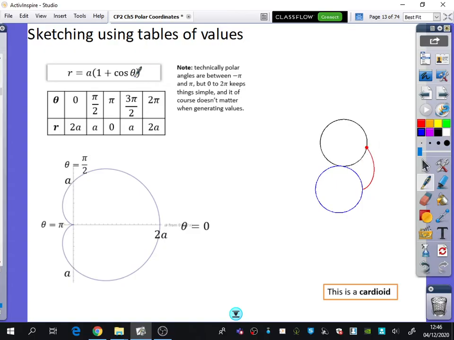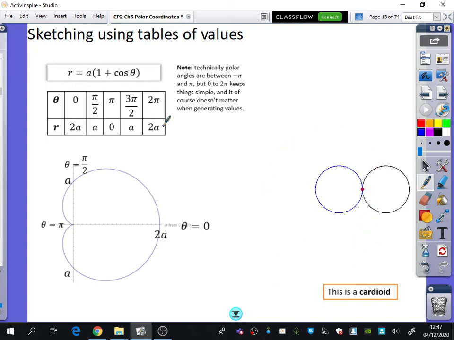So when I sub in 0 to this particular thing, we get 1 plus 1, so it's just 2a. When I substitute in pi over 2, this thing here becomes 0, so you just get a. When you put pi into cos, you get minus 1, so the whole thing is 0. When you put 3 pi over 2, you get that cos is equal to 0. And when you put 2 pi in, you get that cos is equal to 1, so you get 2a. So you get this pattern of being able to plot these points that you've got.